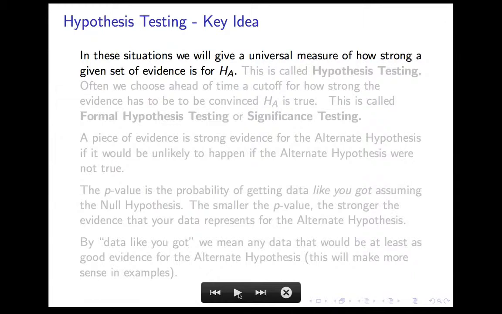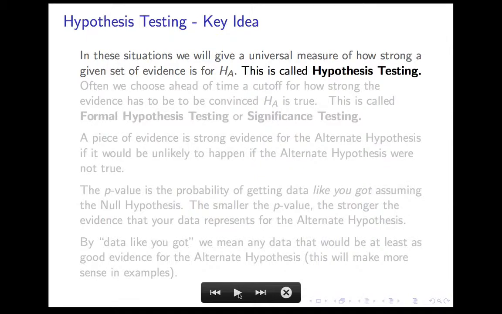In this situation, you have a hypothesis you're gathering evidence for. You have a default hypothesis if you are unconvinced of that alternate hypothesis. And the consequences of the two different kinds of mistakes are not necessarily similar. There's a universal measure for how strong a given set of evidence is. You can see where that's an extremely general thing. How strong is the evidence for a proposition?